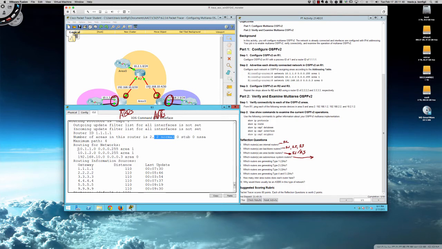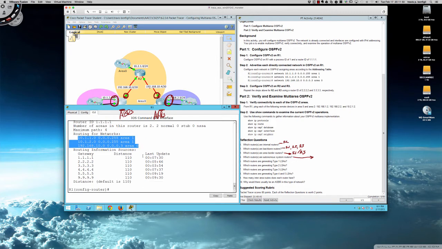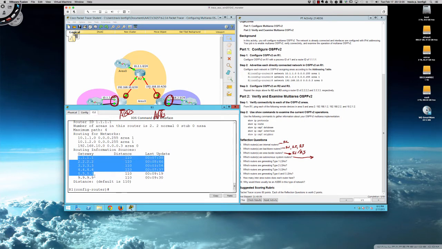So I'm routing for which networks? 10.1.10/24, 10.1.12/24, as well as the 192.168.10/30, right? So what information do I know about the other routing sources that are out there on the network with me? Well, I know about the router with the router ID of 1.1.1.1, 2.2.2.2, 3.3.3.3, 4.4.4.4, 5.5.5.5, and 9.9.9.9.